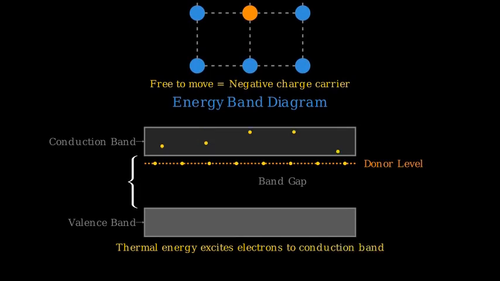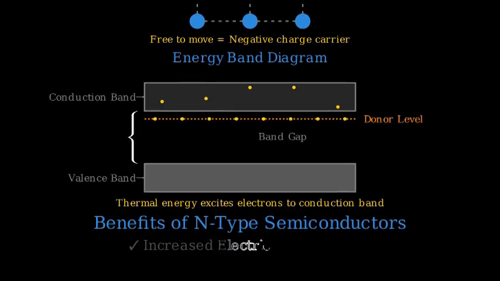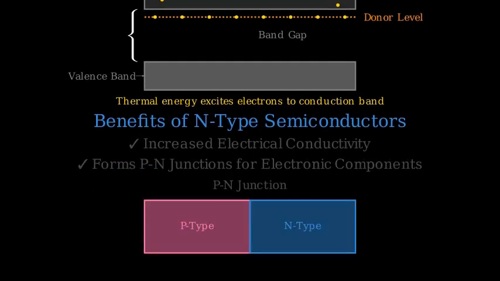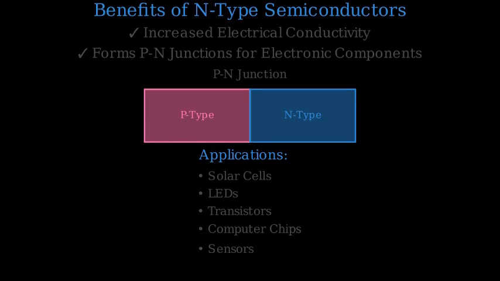Let's discuss the benefits of N-type semiconductors. First, they have significantly higher electrical conductivity than pure semiconductors because of the abundance of free electrons. Second, when N-type semiconductors are combined with P-type semiconductors, they create PN junctions, which are the fundamental building blocks of many electronic components, such as diodes, transistors, and integrated circuits. N-type semiconductors are essential in solar cells, LEDs, computer chips, and virtually all modern electronics.